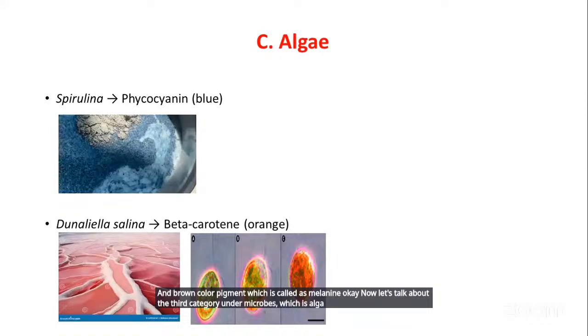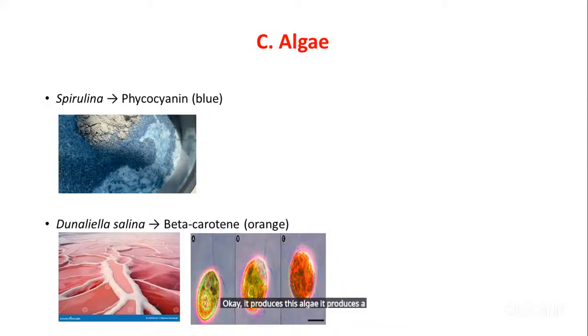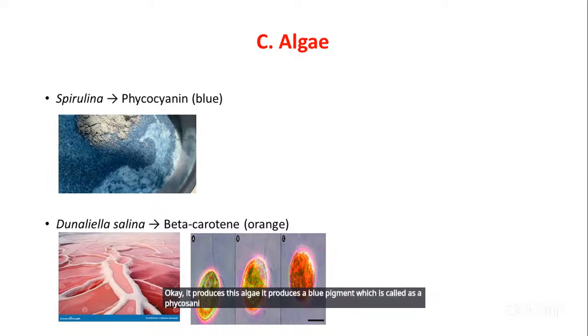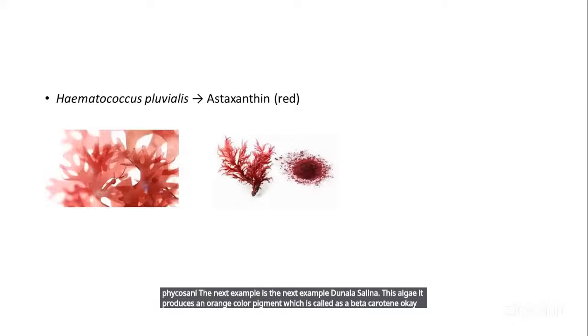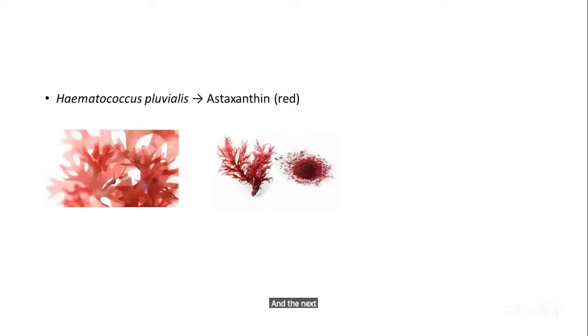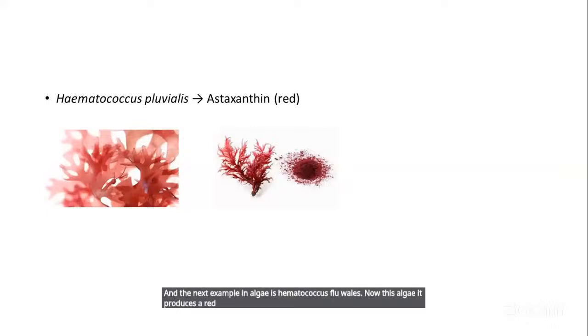Now let's talk about the third category under microbes, which is algae. Many algae produce a diverse range of pigments. A well-known example is spirulina, which produces a blue pigment called phycocyanin. The next example is Dunaliella salina. This alga produces an orange pigment called beta carotene. The next example in algae is Haematococcus pluvialis, which produces a red pigment called astaxanthin.